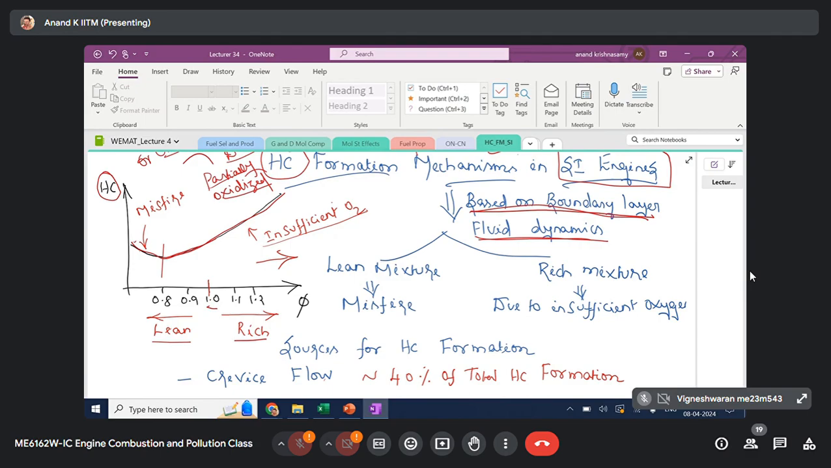Whereas when it passes a threshold limit, say here in this case, I have shown 0.8, when you move further down below 0.8, you could see there is a sharp increase in HC emission. Because when you move towards a lean region, you will have something called misfire, because the flame stability is going to be poor in the lean region. Overall combustion in an SI engine is a flame stability, flame propagation based event. This is what we have discussed.